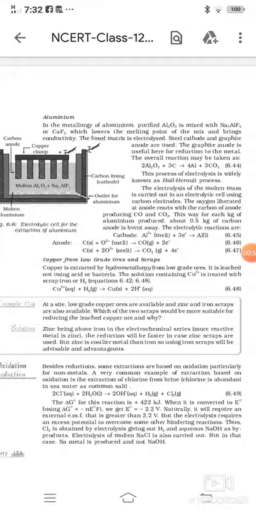Naturally, it will require an external EMF that is greater than 2.2 volts, but the electrolysis requires an excess potential to overcome some other hidden reactions. Thus, Cl2 is obtained by electrolysis, giving out H2 and aqueous NaOH as byproducts. Electrolysis of molten NaCl is also carried out, but in that case, sodium metal is produced and not NaOH.